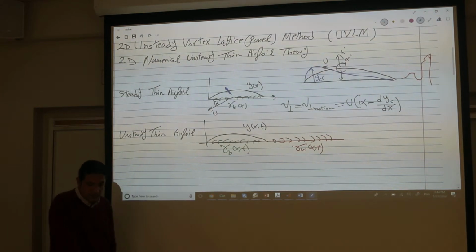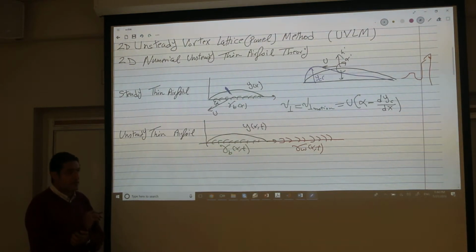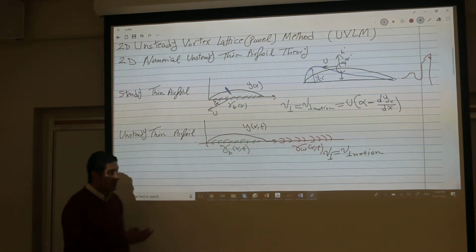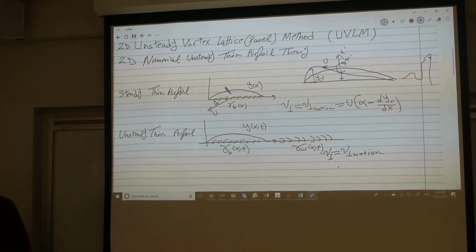Of course, the no penetration. You always have the no penetration at your disposal. So V normal is V normal motion at every point. But like you said, that solves the steady problem. We need something extra. This something extra can be the law of zero total circulation, can be Kelvin, or both, whatever. Okay?